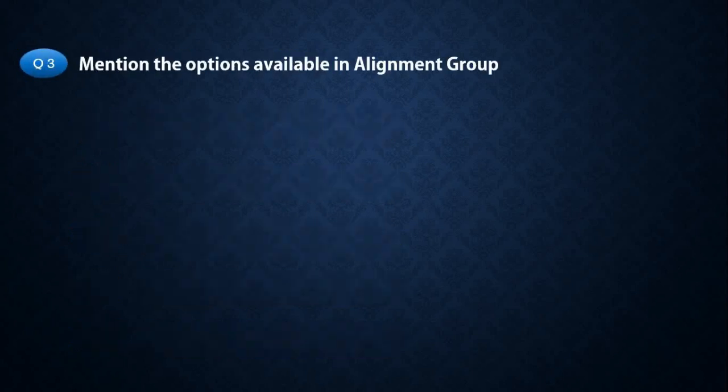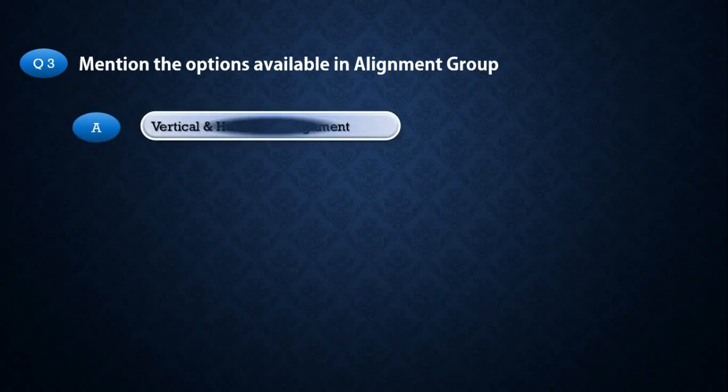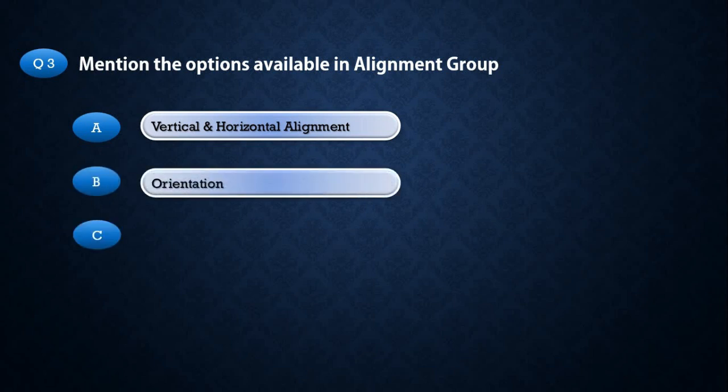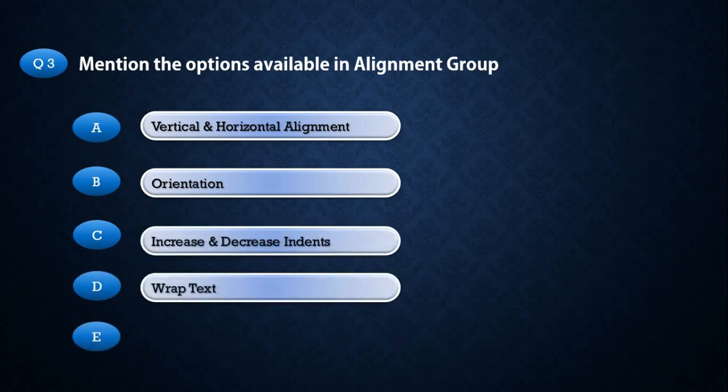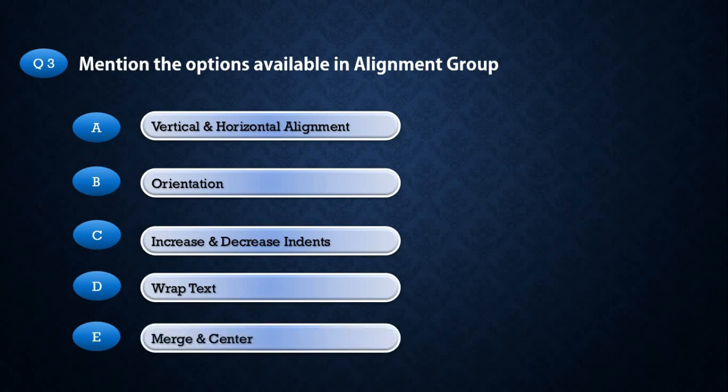The answer for the third question, mention the options available in alignment group. So we have vertical and horizontal alignment, orientation, increase and decrease indent, wrap text, and merge and center.